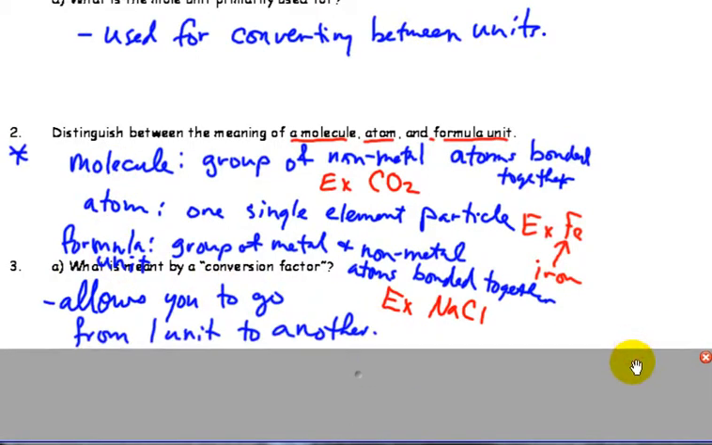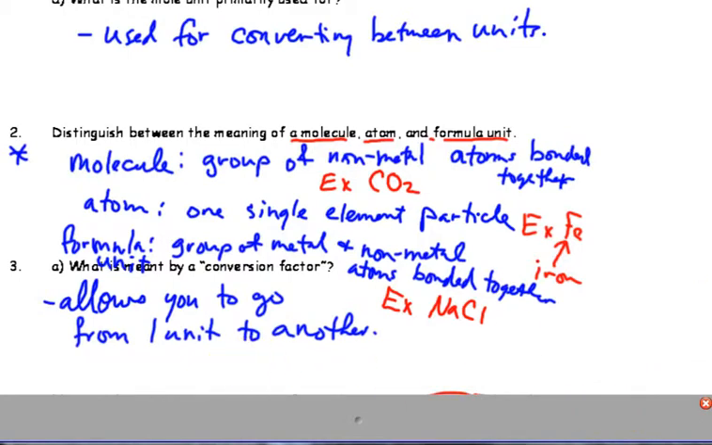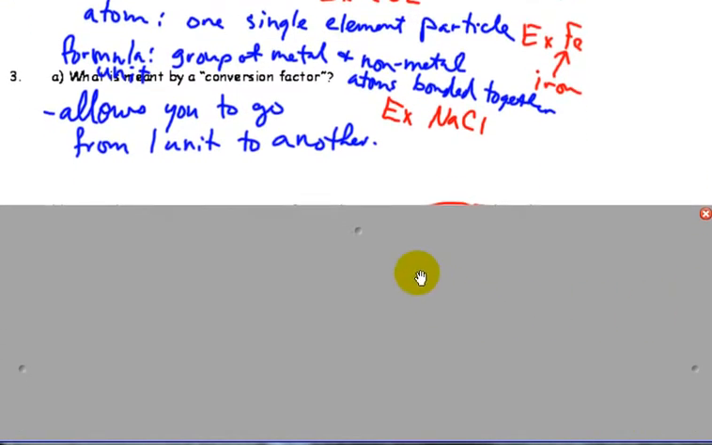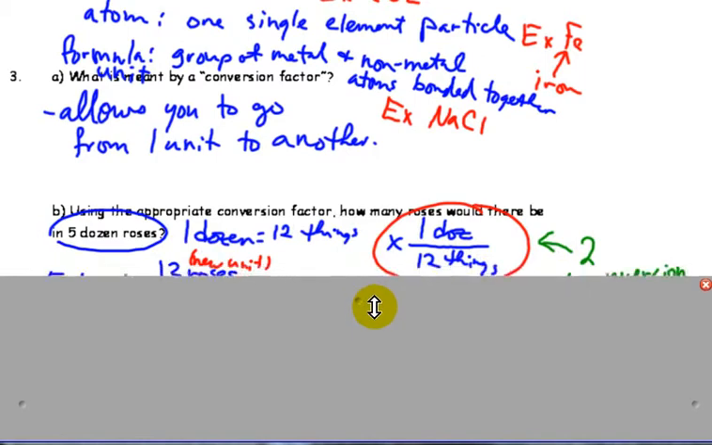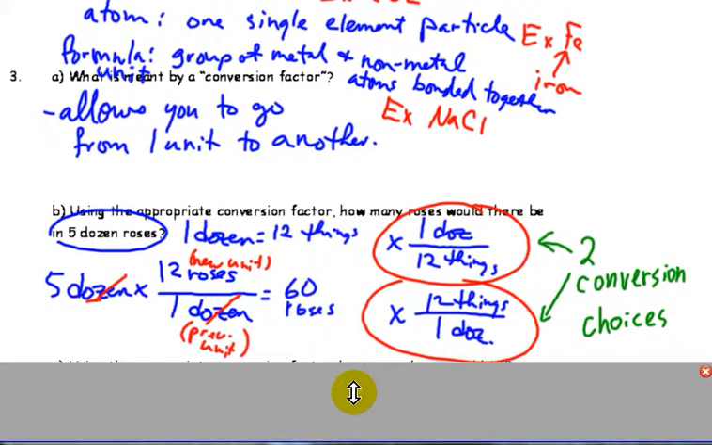Okay. Conversion factors allow you to go from one unit to another. So if we look at common conversion factors, let's say we're dealing with dozens here, or 5 dozen roses. Of course, we know that 1 dozen is 12 things, or 12 things is 1 dozen. So there's actually 2 conversion factors I have with this statement. 1 dozen is 12 things, or 12 things is 1 dozen. So 2 different conversion factors.